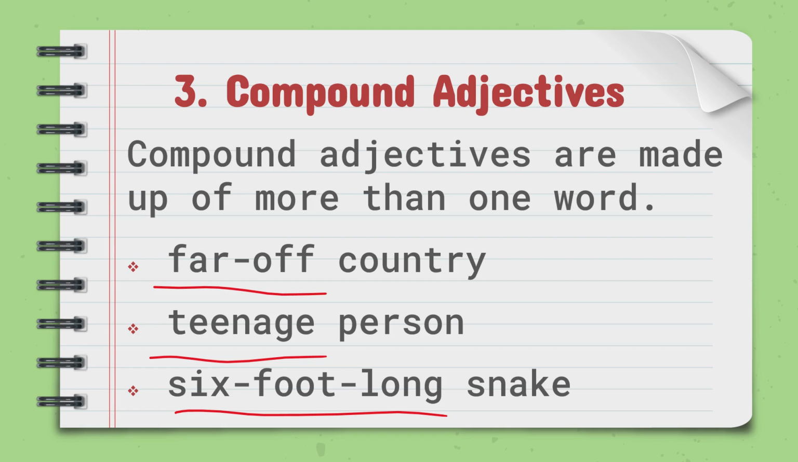There are so many more examples, like 6-year-old boy. Boy is noun and 6-year-old, it is a compound adjective that describes the boy, the age of the boy. So there are so many more examples that you can think of.